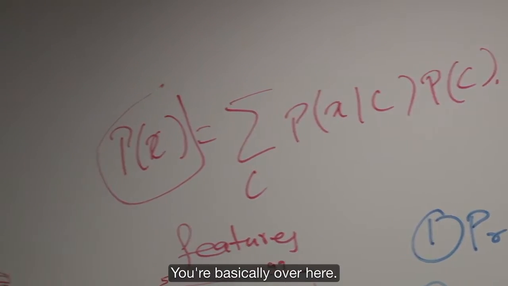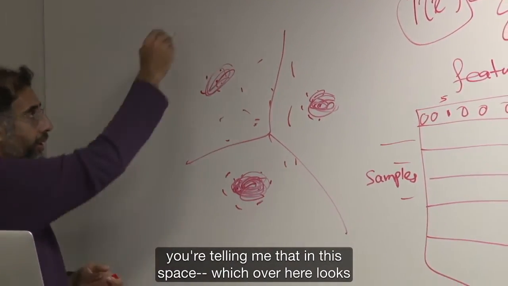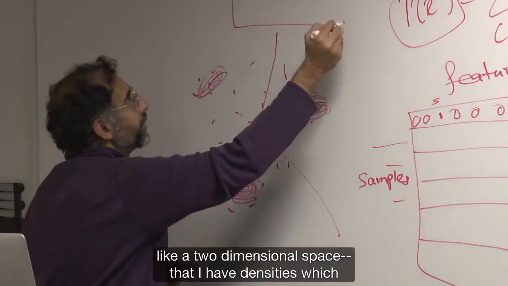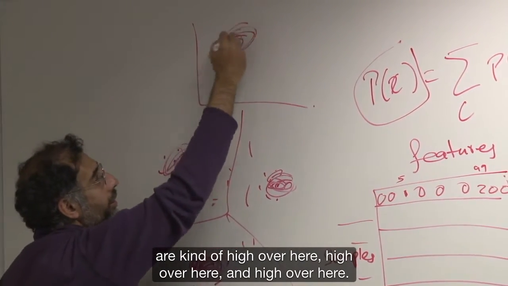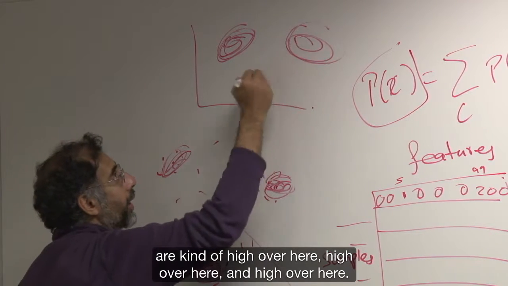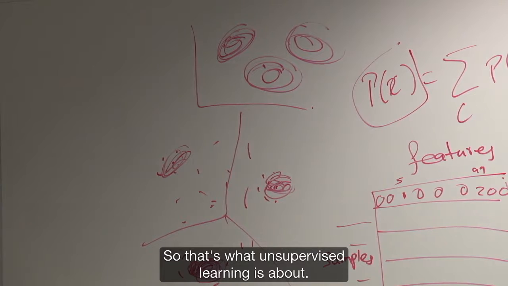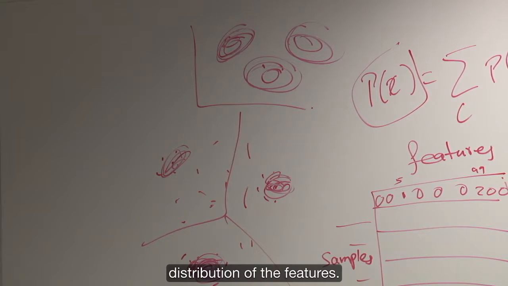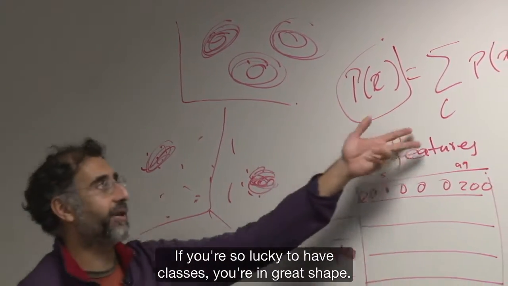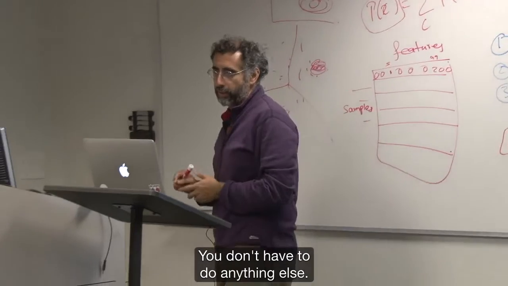When you say that there are 3 clusters here, you're telling me that in this space, which over here looks like a 2-dimensional space, I have densities which are kind of high over here, and high over here. So this is the P of x I'm trying to get at. That's what unsupervised learning is about. It's about finding the probability distribution of the features. If you're so lucky to have classes, you're in great shape. You don't have to do anything else.